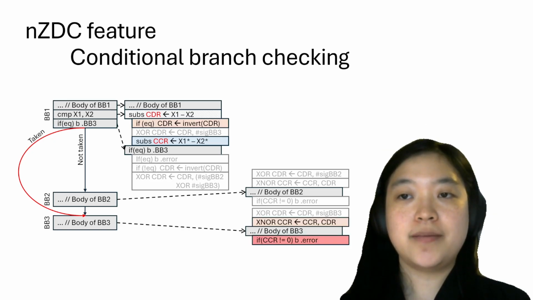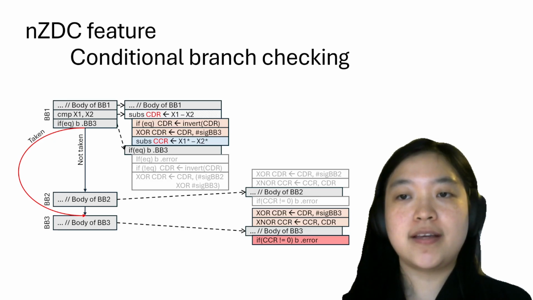Then in the branch taken block, the values from CCR and CDR are XNORed together to check for branch direction correctness. If there are no errors, the CDR value should now be the inversion of CCR, and the XNOR operation should result in 0. To check if the branch target is correct, nZDC uses static signatures for branch target blocks. The signature is then XORed onto the CDR before the branch, and then in the target block, this is XORed onto the CDR again to revert its value.